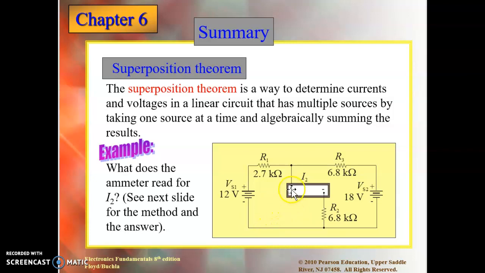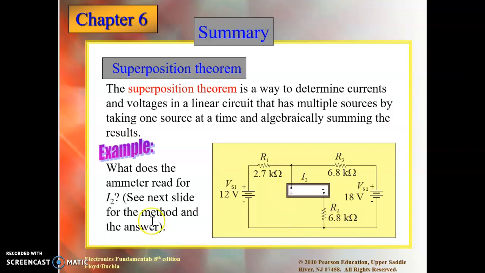We have to keep track of the direction of the quantity that we are solving for, in this case I2. We have to keep track of the polarity, or in case of current, the direction. So once we add the results, we take into consideration the direction, because it's not always the same direction. So they don't always just add up. Sometimes they subtract, sometimes they add up, sometimes it's a mix of the two. So it's important to do that.